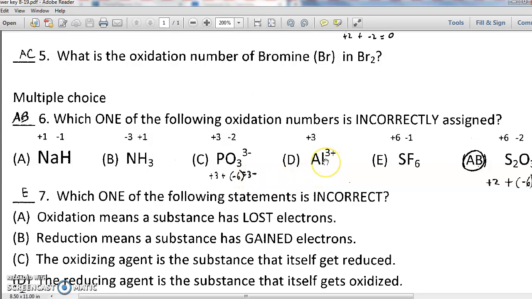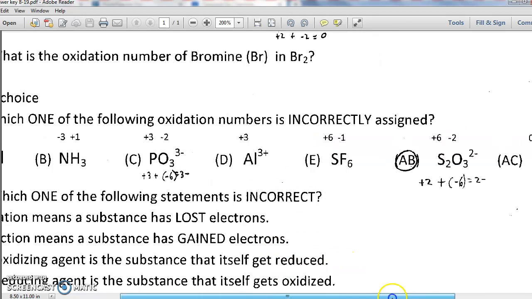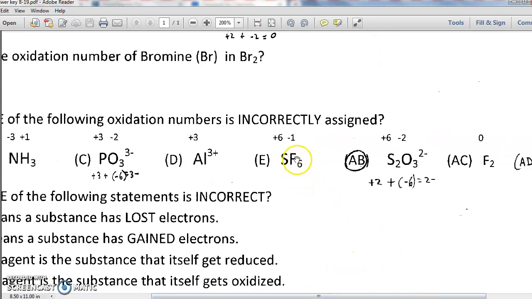Aluminum ion, this is a monoatomic ion. If you look in your rules, for monoatomic ions, the oxidation number equals the charge. So it's +3. Number 4, fluorine always gets a -1 unless it's with another fluorine. When a fluorine's with fluorine in F2, its oxidation number is 0. We have 6 fluorines at -1. So -1 times 6 is -6. That means the sulfur must be +6.